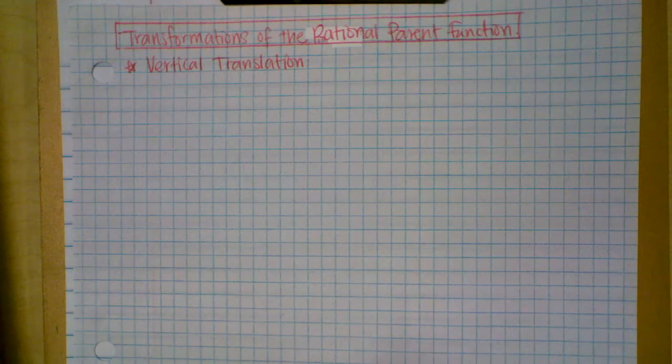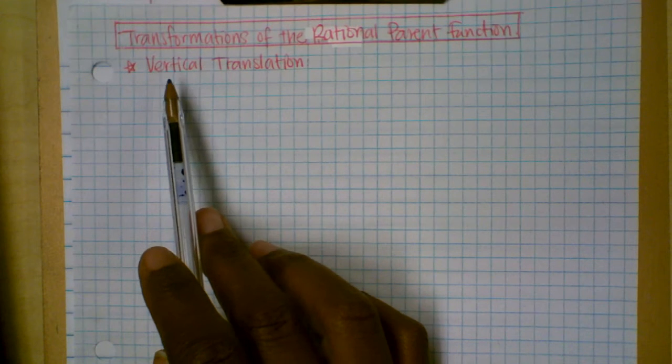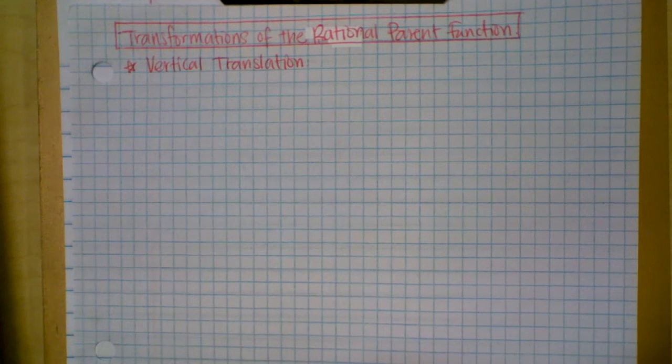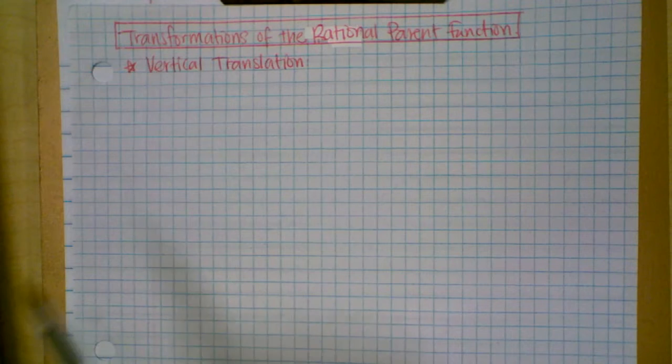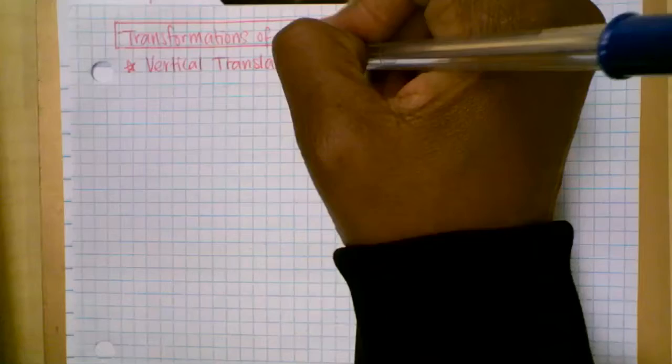So in this video, I'm going to show you how to identify or describe a vertical translation, and also graph the transformation that has been applied to the parent function on the x and y coordinate grid. So how would you identify a vertical translation? The way you will identify a vertical translation is when you see a number.